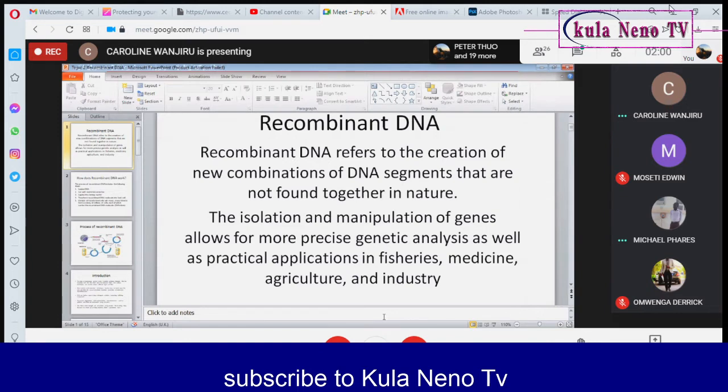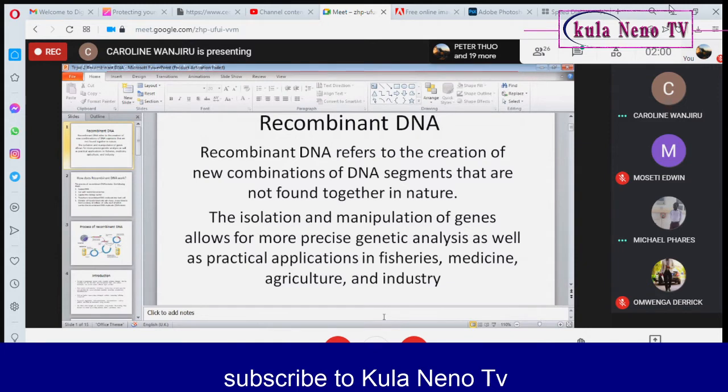I want you to appreciate that this technology is so broad. There is so much you can do with it. And it's now touching on everything, to agriculture, to industry, name it, it's everywhere. The gene of one organism is being found in another organism.